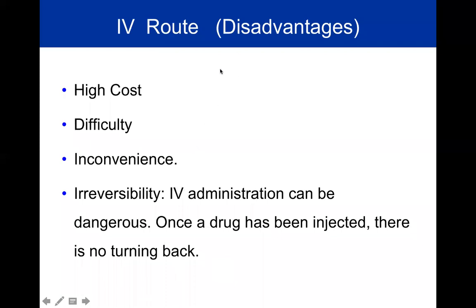The disadvantages of the IV route: high cost, difficulty, it needs IV skill, inconvenience, the patient does not always accept it. Irreversibility: IV administration can be dangerous because once a drug has been injected, there is no turning back. While, for example, in the peroral method, we can induce vomiting to get rid of a high percentage of the effect of the drug.